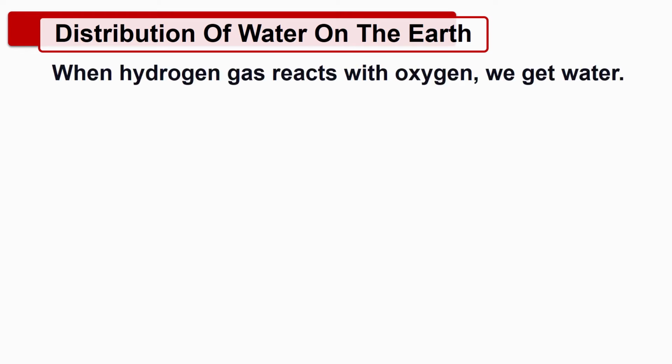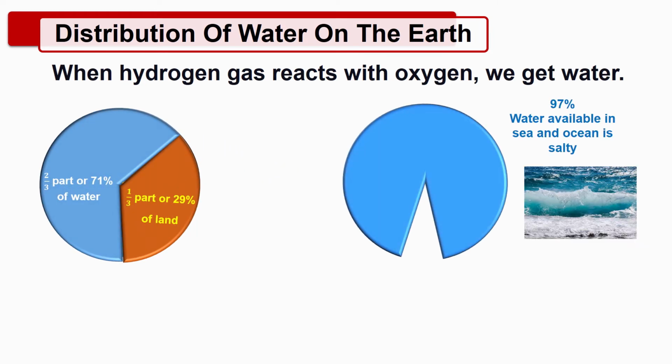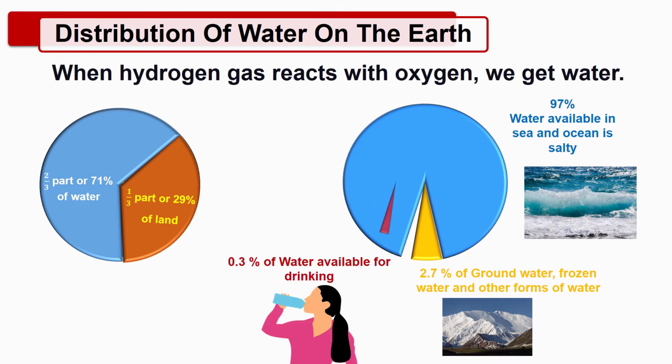Let's see how the water is distributed on the earth. When hydrogen gas reacts with oxygen, we get water. The figure shows the distribution of the water on the earth. From the 2/3 part of water, 97% of water is available in seas and oceans. But we cannot use the water present in seas and oceans, because the water in these water bodies is salty. And 2.7% of water is in the frozen state, and around 0.3% of water is available for drinking.